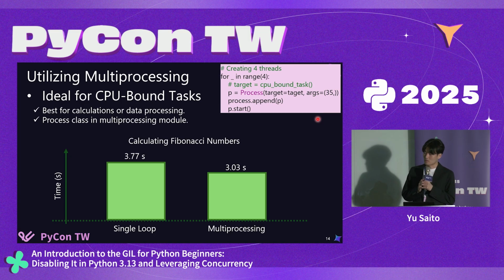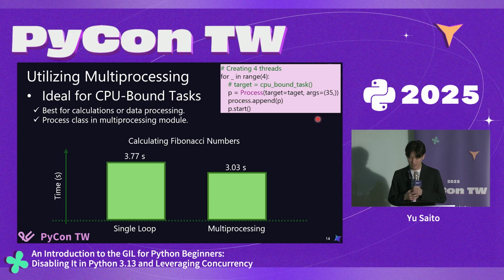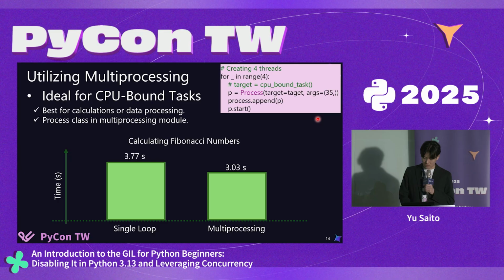The first approach to overcome GIL constraints is using multiprocessing. The use of multiprocessing is particularly suited for CPU-bound tasks. The graph shows an example of how long a CPU-bound task took. In the graph, the left bar is single processing, and the right bar is multiprocessing. As you can see in the graph, multiprocessing takes less time compared with single processing.